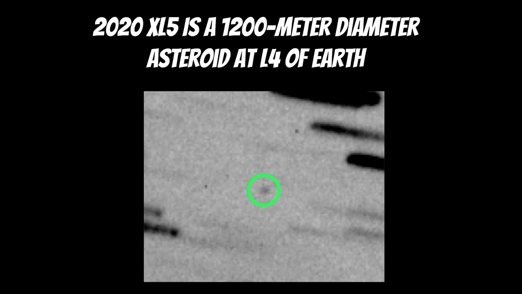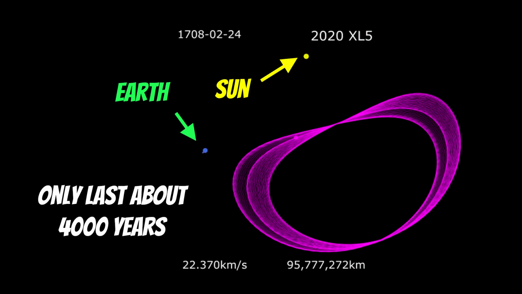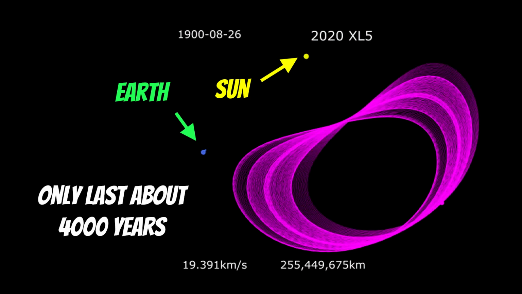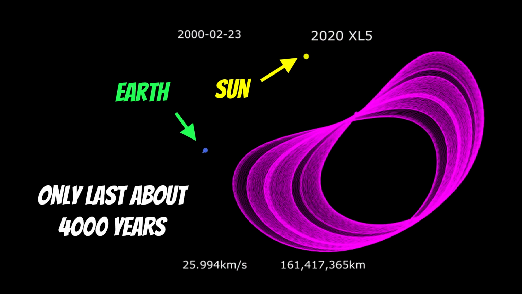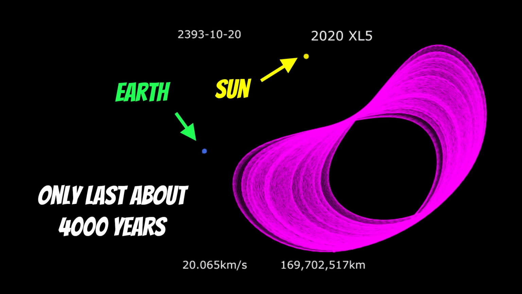The second one is 2020 XL5, and this is a slightly bigger object, about 1.2 kilometer diameter. Again, it's located at the L4 point of Earth, but this time the orbit looks a little bit different. You can see how it looks different to the previous one. Modelling and simulations have suggested that this is likely to last about 4,000 years before it is lost and moves away from being in this co-orbital configuration, as it will be perturbed by other planets moving nearby.